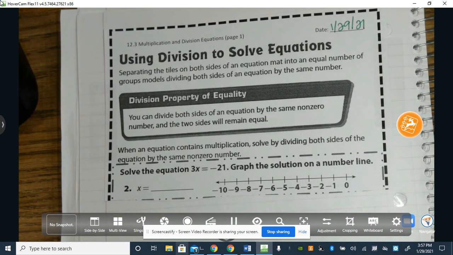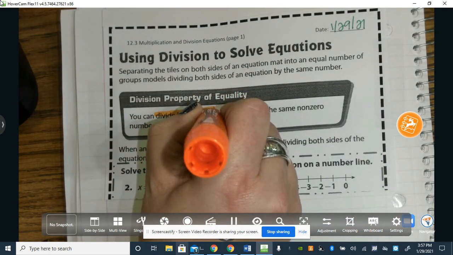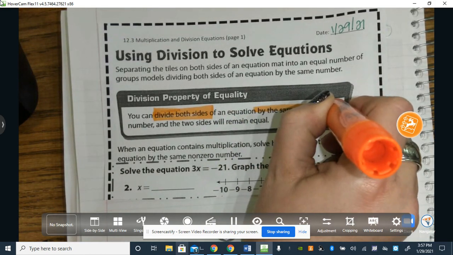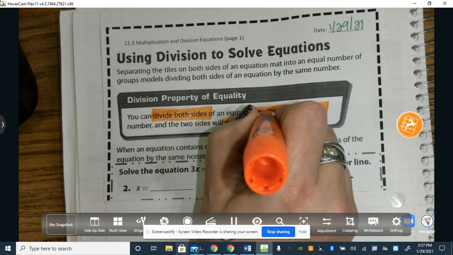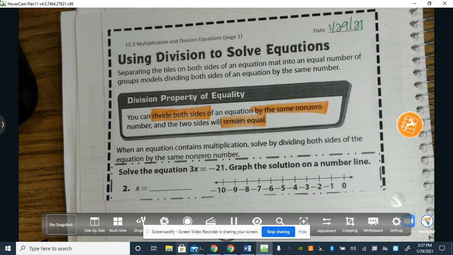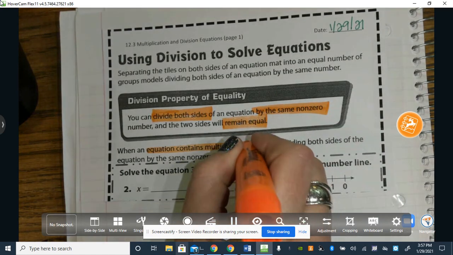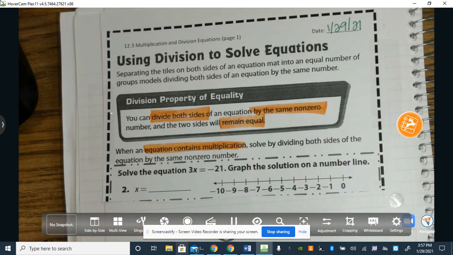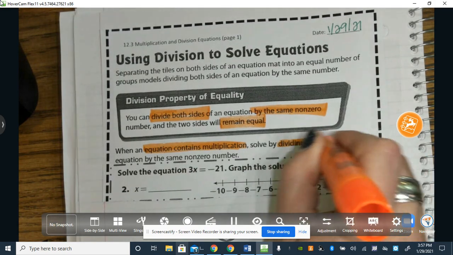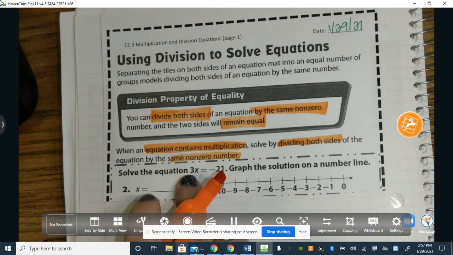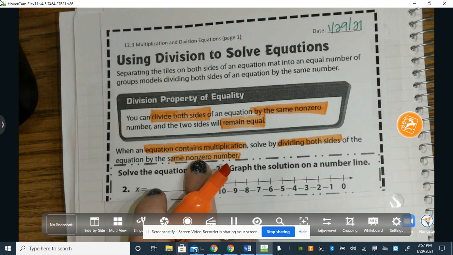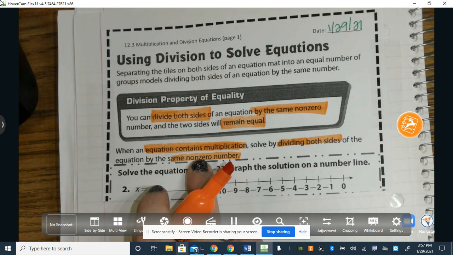You can divide both sides of an equation by the same non-zero number, and the two sides will remain equal. So the key thing is you have to divide both sides by the same non-zero number, and it will remain equal. Key thing: if an equation contains multiplication, you've got to divide both sides by the same number. Non-zero, guys, keyword there was non-zero, because if you divide each side by zero, it automatically zeroes out everything, so it doesn't remain the same then.